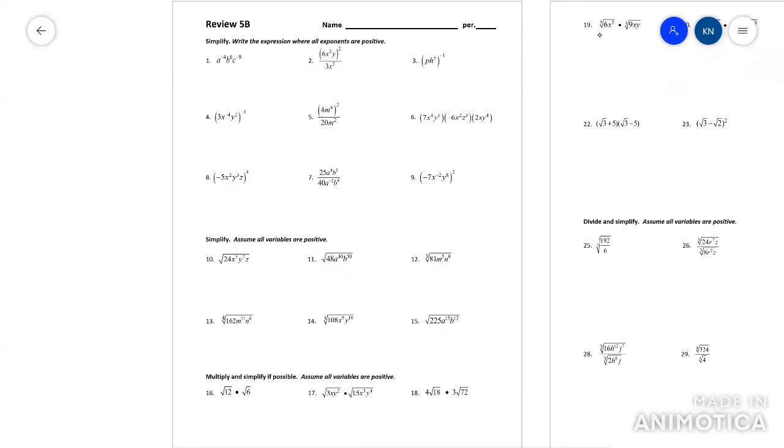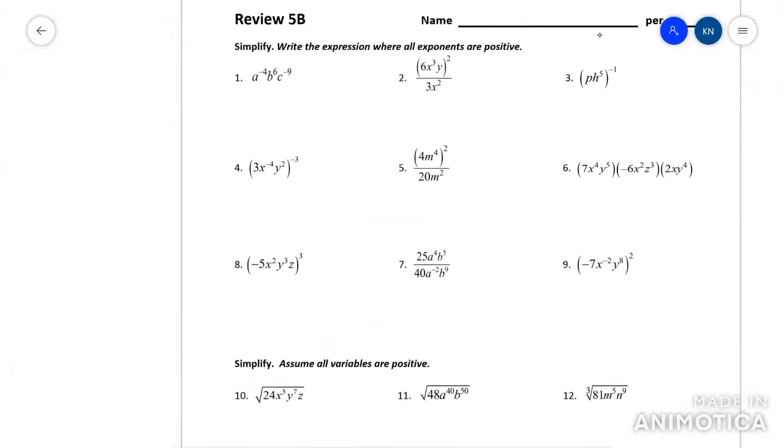All right, this video is going to go over the test review for test 5B, so let's go ahead and get started. The first part's all exponents. So look at number 1.